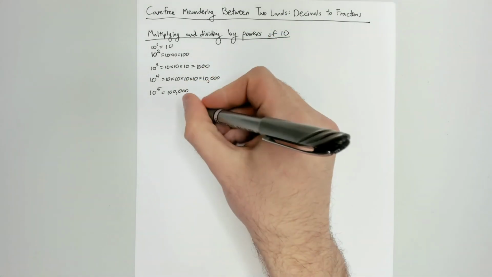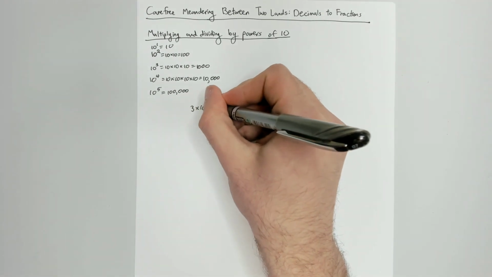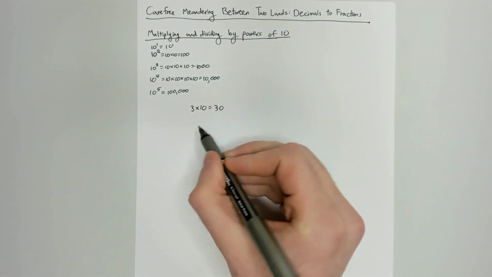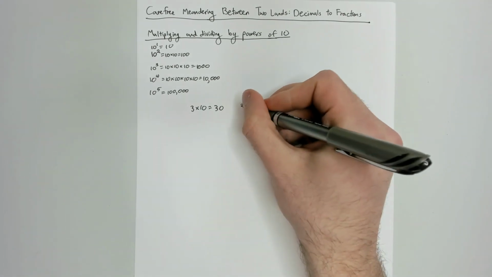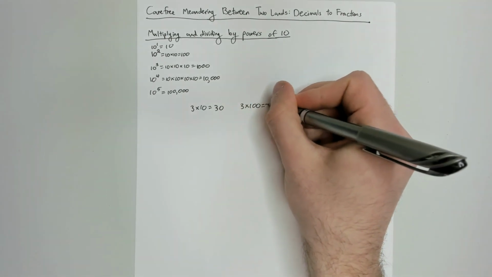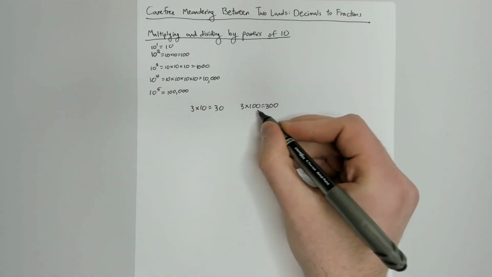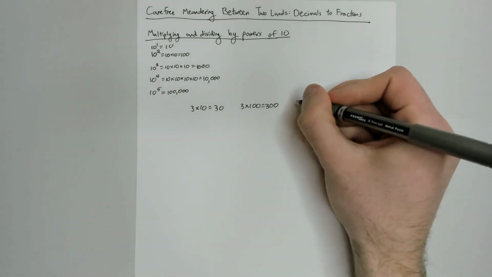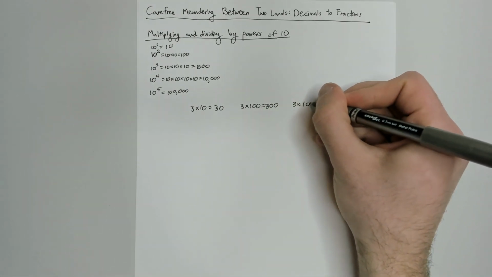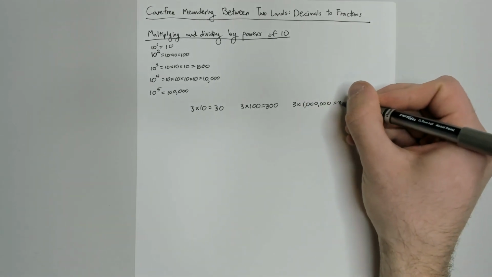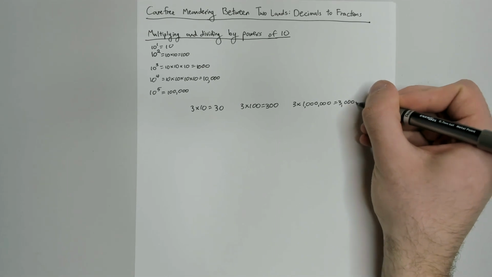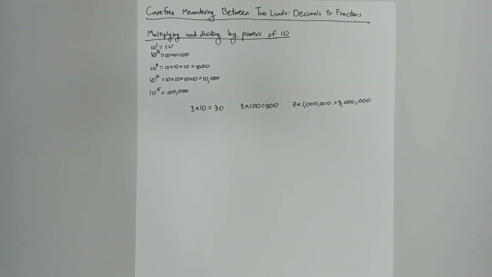So for example, 3 times 10 is 30. So we've essentially added a 0 to the 3. 3 times 100 is 300. We've taken the 2 zeros from 100 and we've essentially added it to the 3. If I did 3 times 1,000,000, well, that's going to be 3,000,000, right? We've taken our 6 zeros in this case and added them to the 3. So we see that this is a pretty straightforward process.